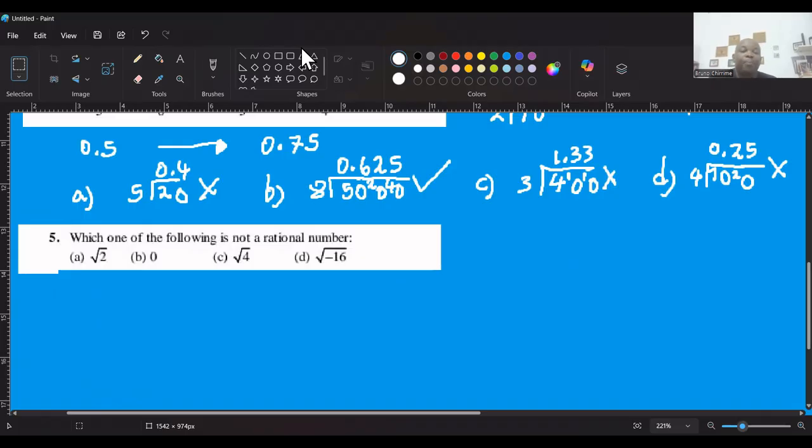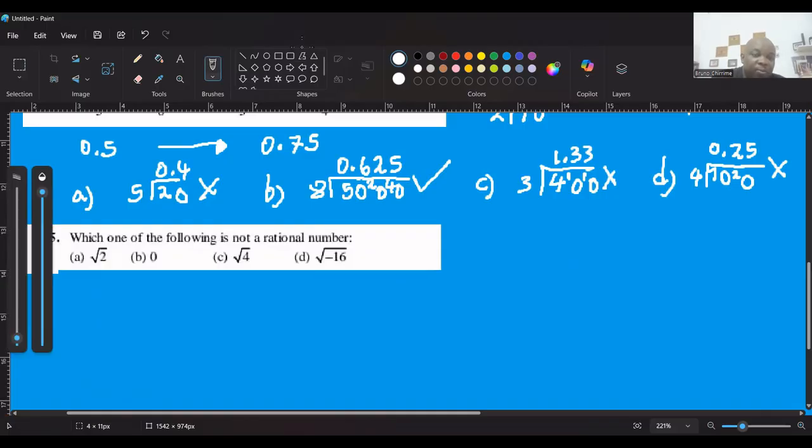Question 5. Which one of the following is not a rational number? So let's start with A. Let's analyze A. What do we find out? We find out it's the square root of 2. So when we look at the square root of 2, well, that's a very complicated one.